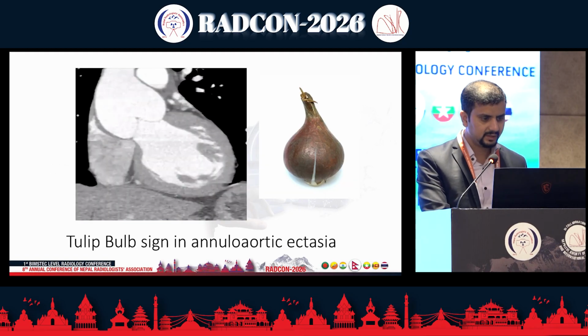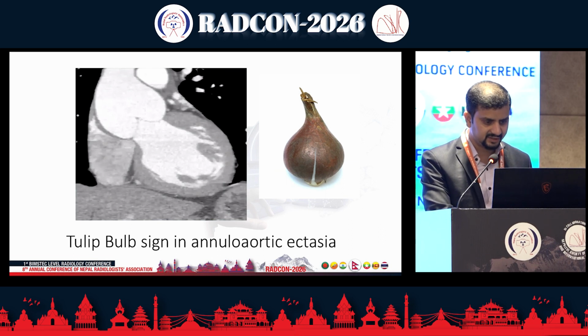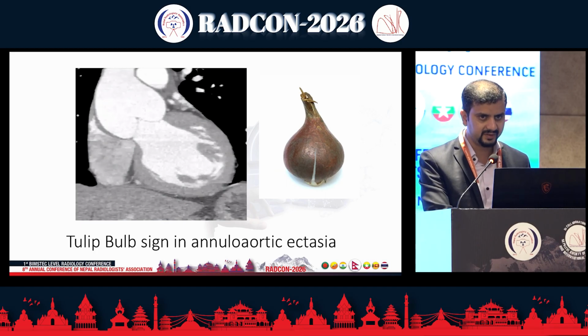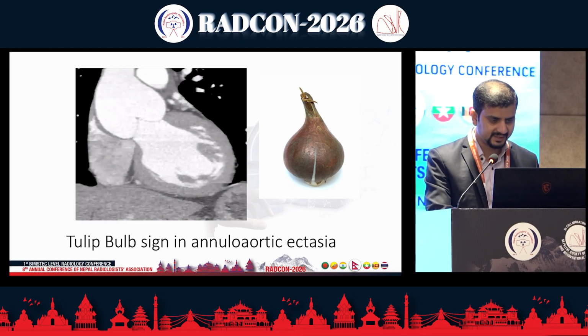The typical imaging feature is the tulip bulb sign, as seen in this case, where it resembles the bulb of a tulip. And the typical striking feature is failure to identify the proper sinotubular junction, like in this case. So in the case where you cannot see the sinotubular junction properly, then you should suspect annuloaortic ectasia.